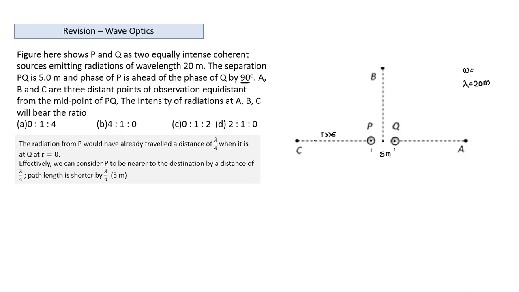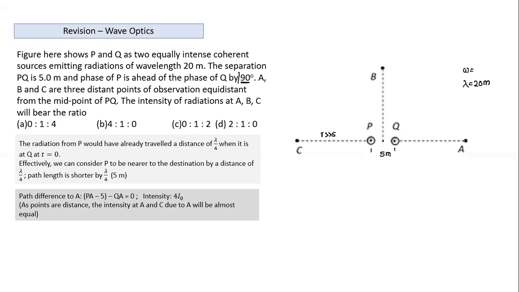So we can think that by the time Q started, the radiation from P has already started and already traveled a distance of lambda by 4 towards the destination. So effectively we can consider P to be nearer to the destination by a distance equal to lambda by 4, corresponding to whatever phase angle it is ahead. So the path length becomes shorter by 5 meter. Let's see how we apply this. This is a good example to understand how to apply it when they are not in the same phase. One of them will be ahead, and how do we factor that in?